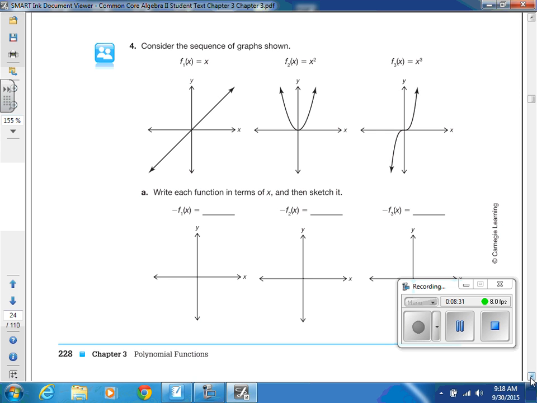I want to talk about the end behavior of these, and then we'll do what they're actually asking us to do. But I just want us to talk about end behavior first. What's happening here? What's happening with the ends of the graph? It's a straight line. So what's happening on the end? Right here, as x is getting closer to infinity, what's happening to f of x? It's also getting closer to infinity. What's happening this way as x is approaching negative infinity?